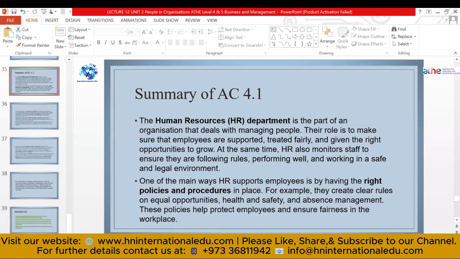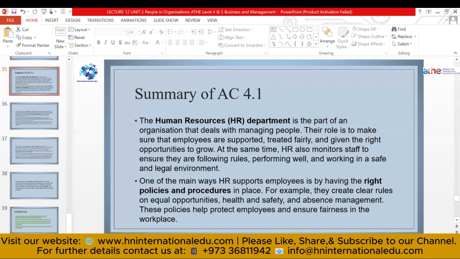Let's read it. The HR department is the part of an organization that deals with managing people. Their role is to make sure that employees are supported, treated fairly, and given the right opportunities to grow. At the same time, HR also monitors staff to ensure they are following the rules, performing well, and working in a safe legal environment. Now, what were these? Good points of HR and the definition as well.